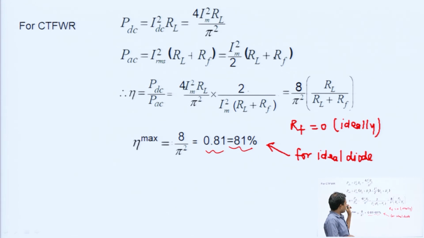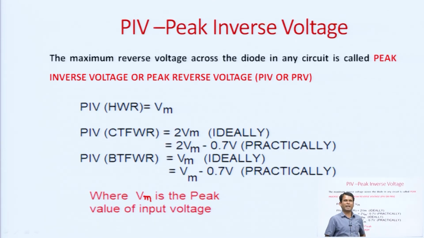It is possible that the maximum efficiency for a center tap full wave rectifier is 81% only if the center tap transformer is ideal. Now, the next parameter, that is peak inverse voltage. Peak inverse voltage, PIV, is a very important parameter of any rectifier.